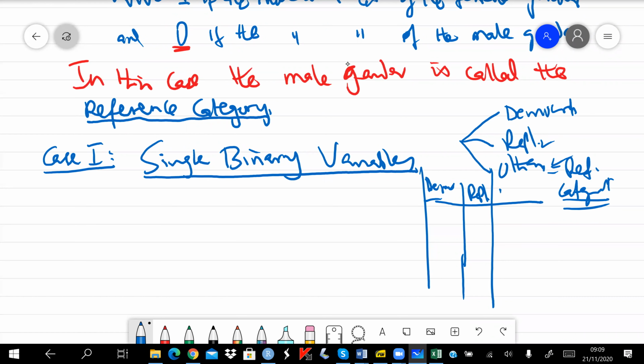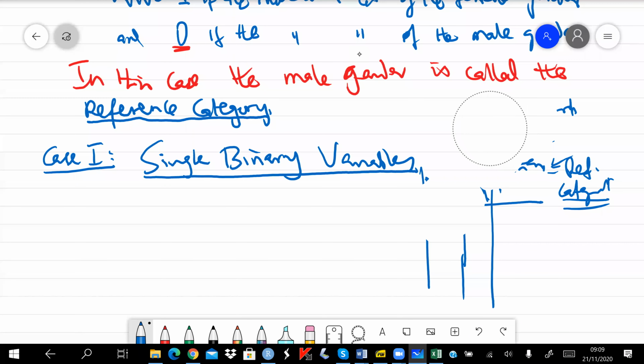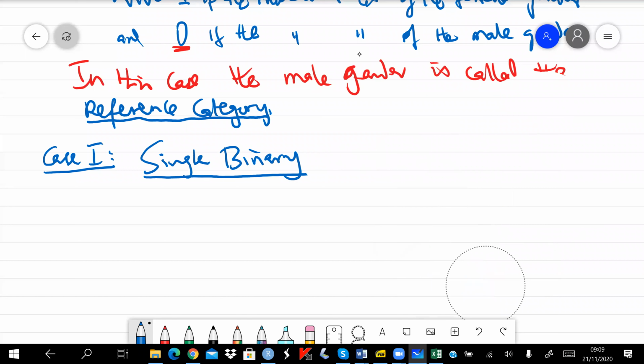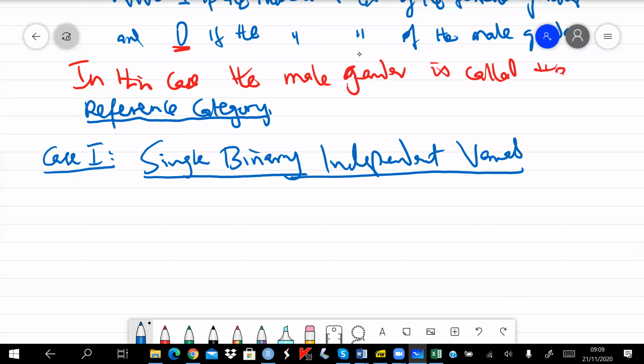That's your reference category in all the cases. Okay, so let's look at cases where we have single binary independent variables. I'm talking about independent variables here.